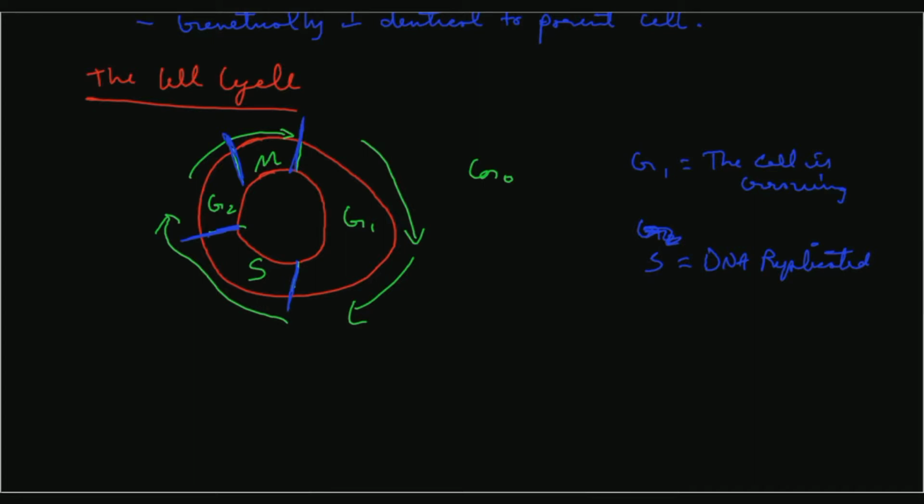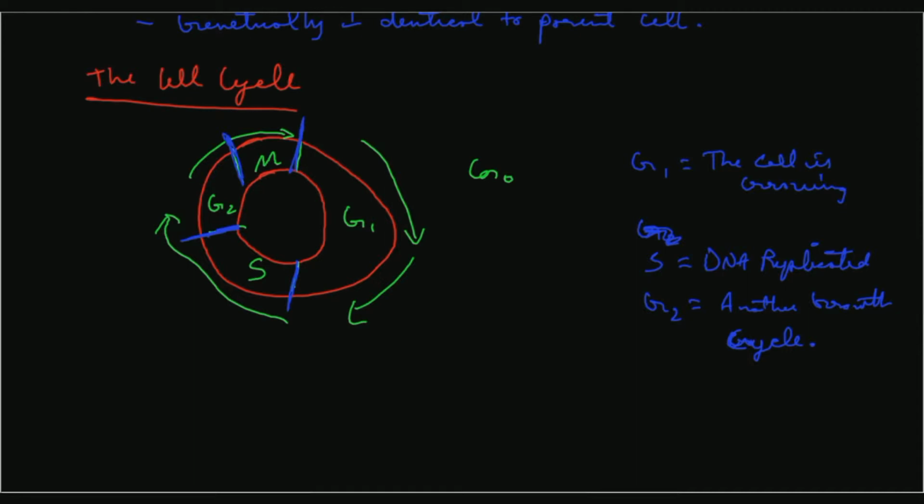So then we have growth 2. So growth 2 is basically another stage where the cell is actually going to grow a little bit. So another growth cycle. Basically the cell is just gonna grow, and it's not gonna do anything. It's just gonna grow and try to get ready for the M phase.